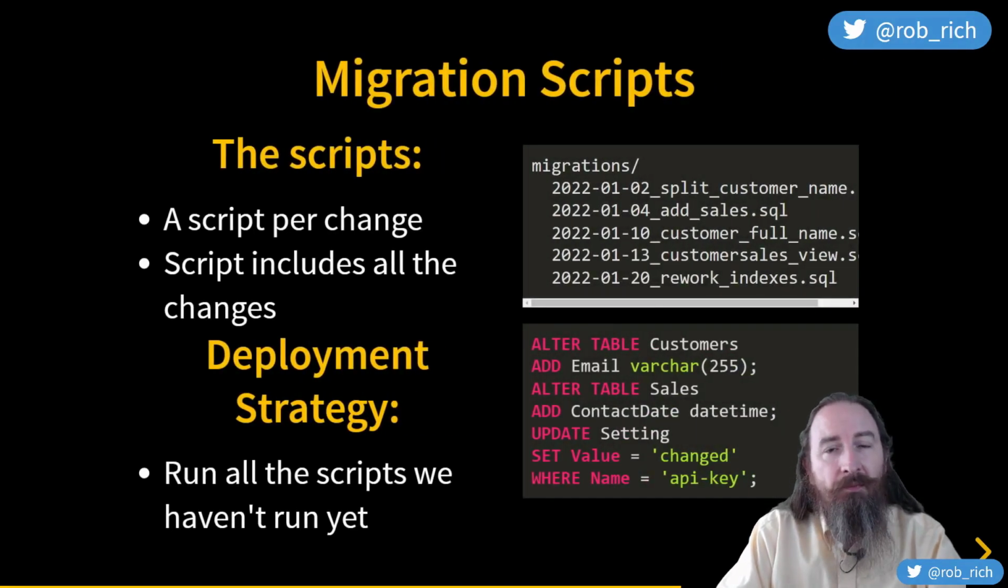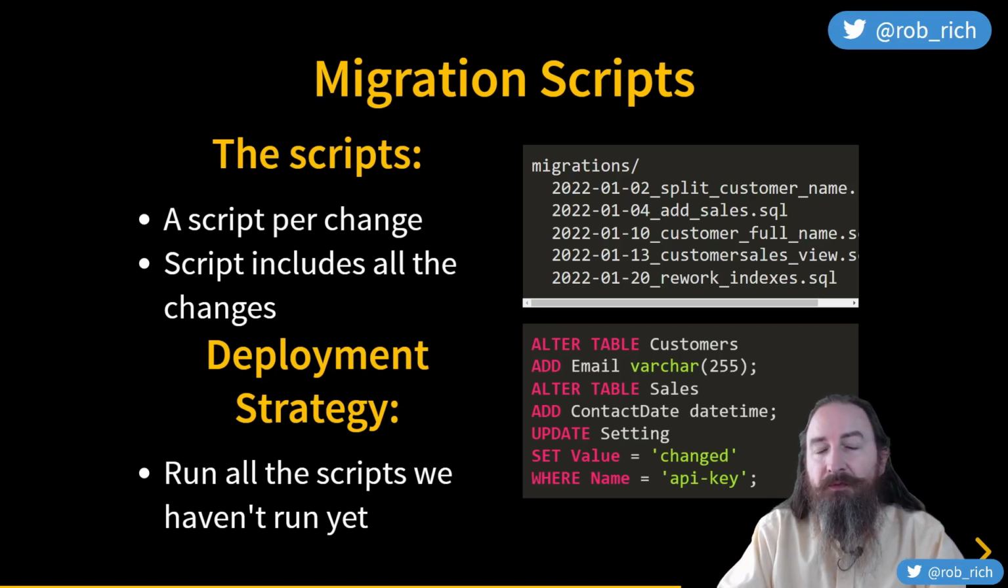By comparison, we have migration scripts. So we have a folder of scripts. One script is each change. So here I have a list of scripts, and in this case I've chosen to sort them by date. And then in each script, we have all of the changes we need to make. Now in this case, I'm adding a column to a table, I'm altering a table, I'm updating some data. Anything we need to do in the database we can do in the script. And as long as I play them in the right order, maybe it'll work.